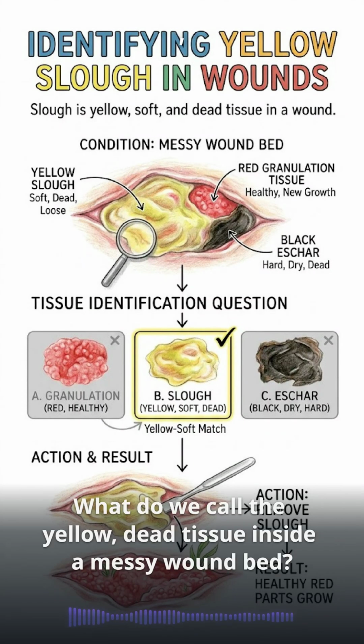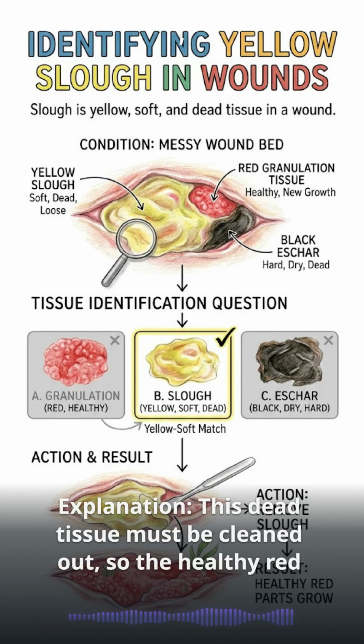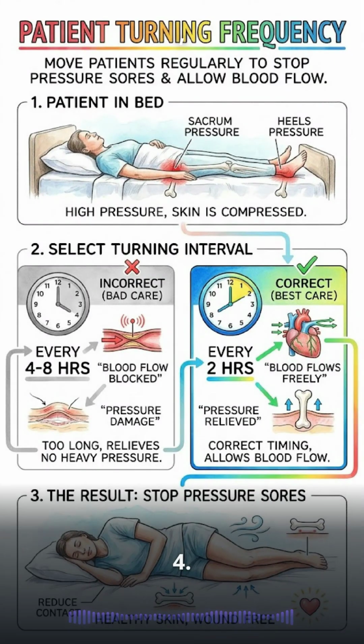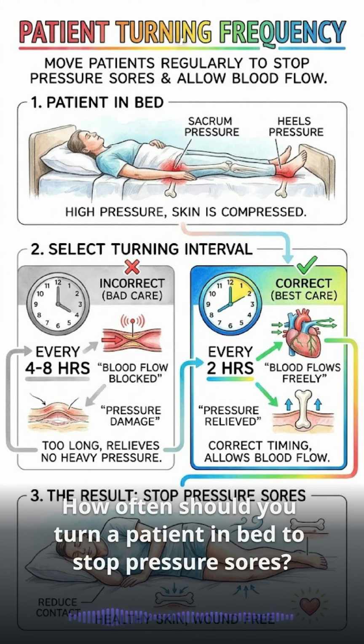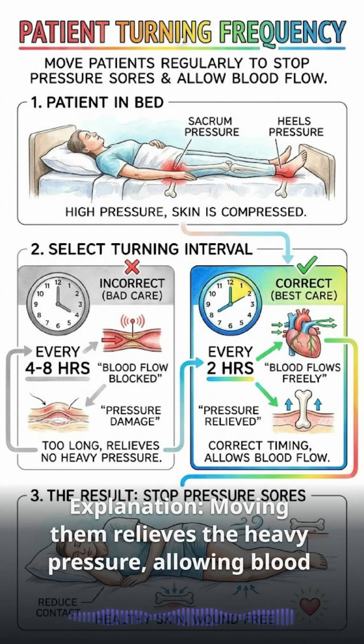3. What do we call the yellow, dead tissue inside a messy wound bed? We call the yellow, soft, and dead tissue in a wound bed slough. This dead tissue must be cleaned out so the healthy red parts grow. 4. How often should you turn a patient in bed to stop pressure sores? You must turn a patient in bed every 2 hours, day and night. Moving him relieves the heavy pressure, allowing blood to flow to the skin.